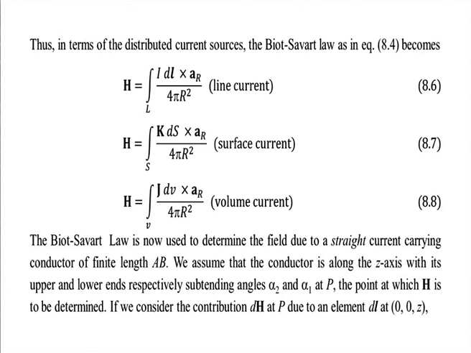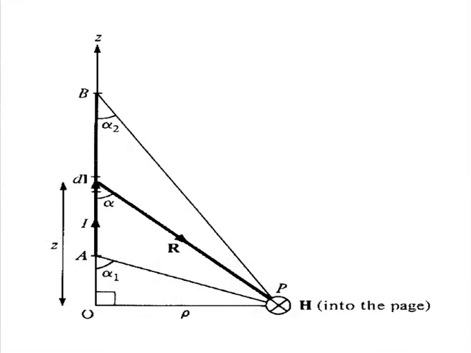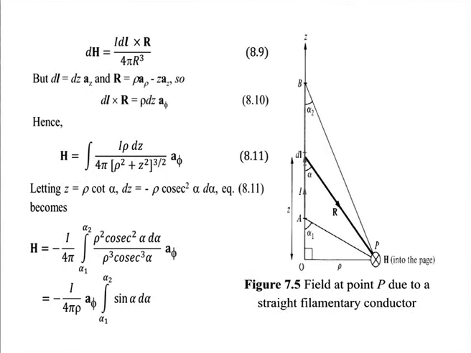The Biot-Savart law is now used to determine the field due to a straight current carrying conductor of finite length AB. We assume that the conductor is along the z-axis with its upper end and lower end subtending angles alpha 2 and alpha 1 respectively at point P, the point at which H is to be determined. If we consider the contribution dH at P due to an element dl whose coordinates are 0, 0, z, then as per Biot-Savart law, dH is equal to I dL cross r upon 4 pi r cube given by equation 8.9.